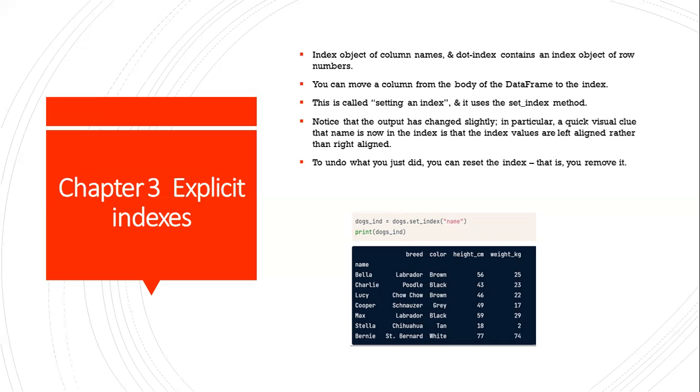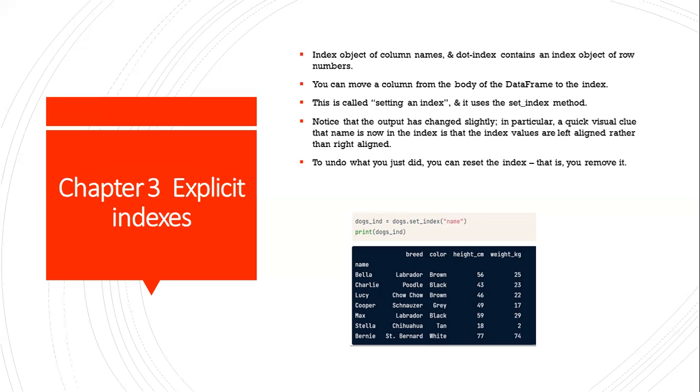Now we'll discuss chapter 3, explicit indexes. The columns attribute contains an index object of column names, and the dot index attribute contains an index object of row numbers. You can move a column from the body of the data frame into the index. This is called setting an index, and it uses the set_index method.